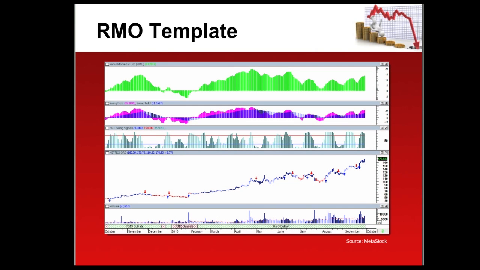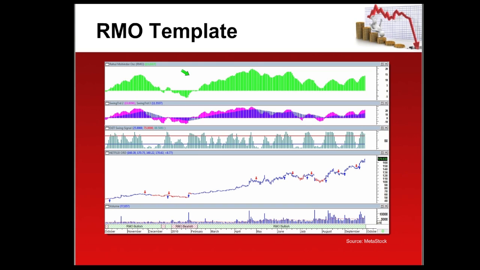So what we have here is our template, and the first indicator at the top is a bright green histogram. That bright green histogram is the RMO, and as a standard feature of the template, it will always reside at the top. Then we have a window that contains two histograms, Swing Trade 2 and Swing Trade 3, superimposed one on top of the other.